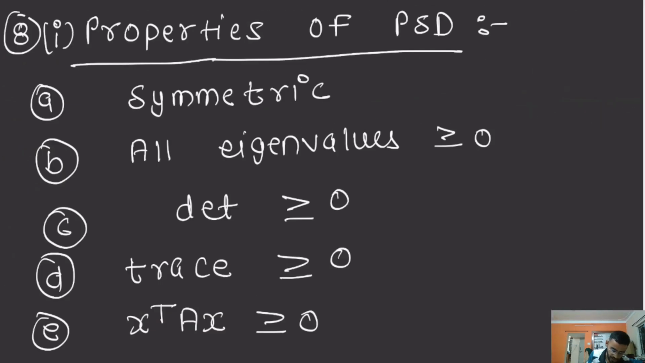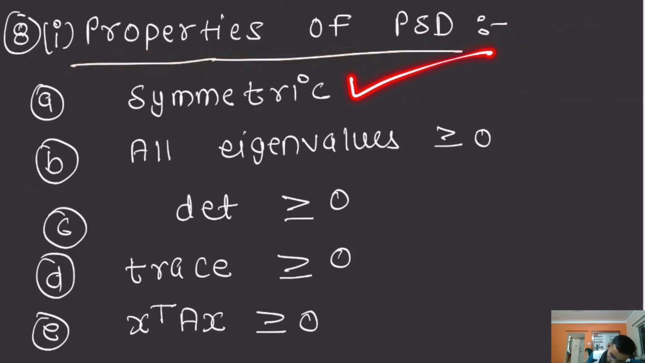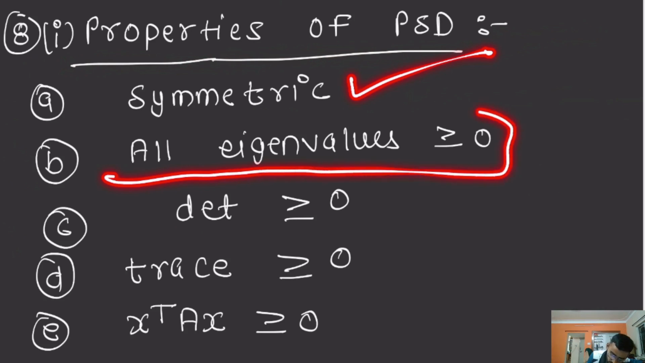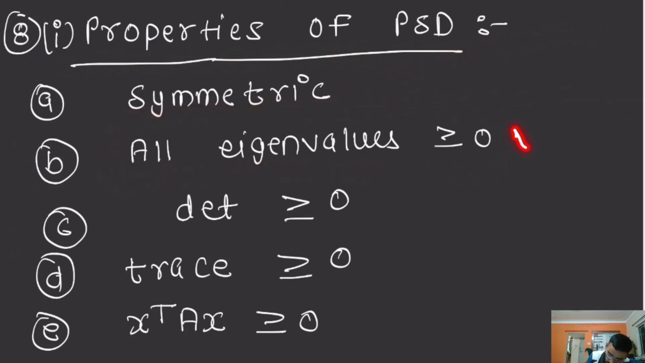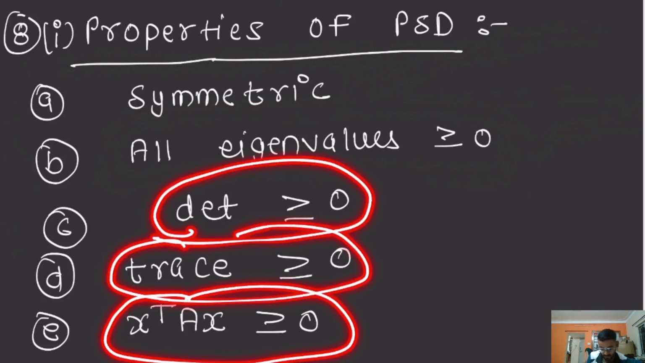These are some properties of positive semi-definite matrices: first, it must be symmetric. All eigenvalues of this matrix are greater than or equal to 0. Determinant must be greater than or equal to 0. Trace must be greater than or equal to 0. And x transpose Ax is greater than or equal to 0.